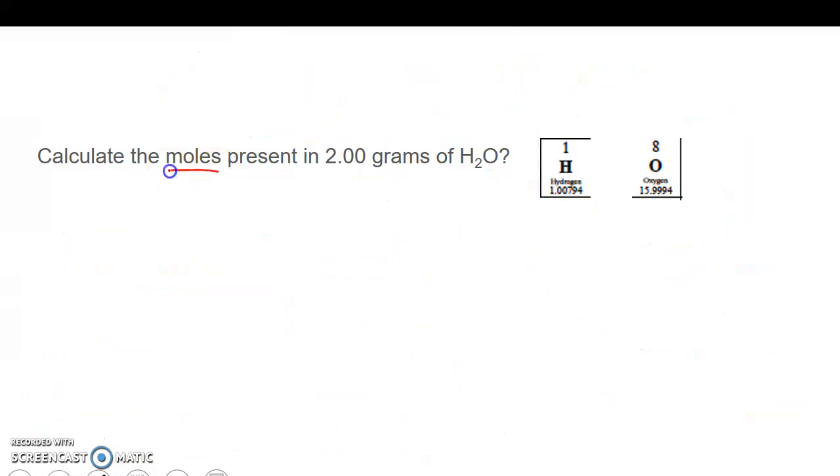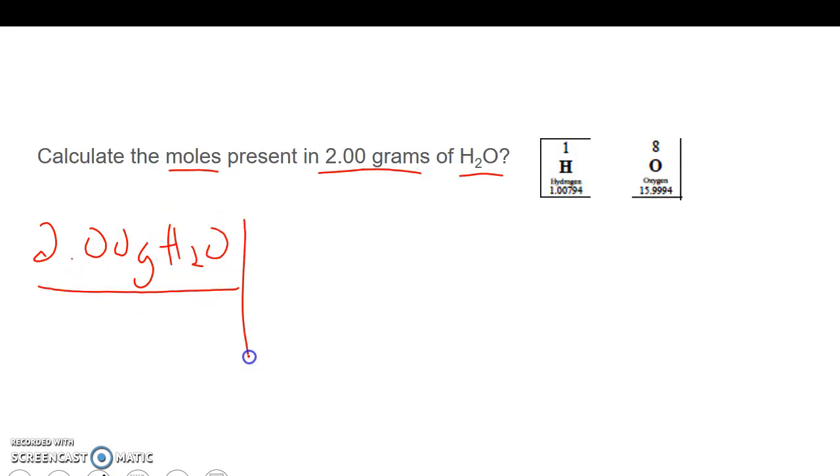Okay, we want to calculate the moles present in 2.0 grams of water. First step, I write down the given, 2.0 grams of H2O. I find a molar mass. I got H and O.